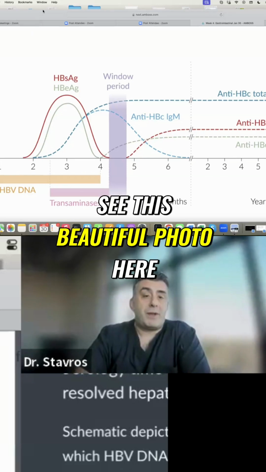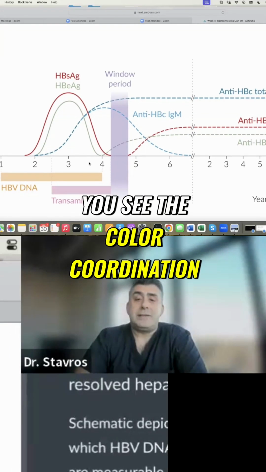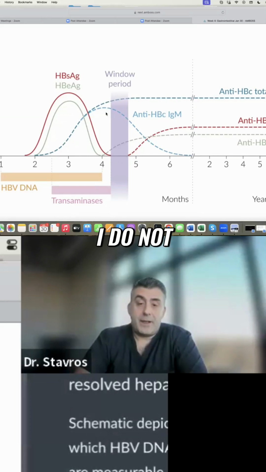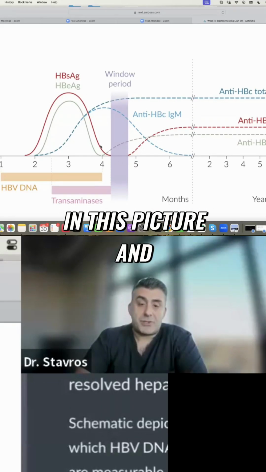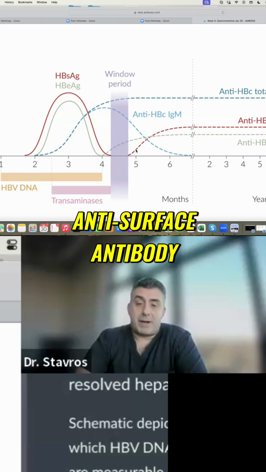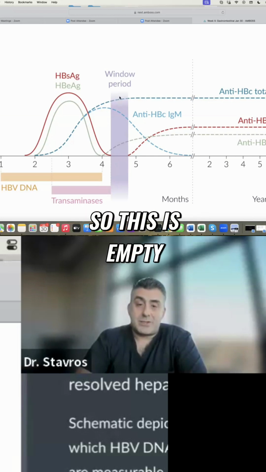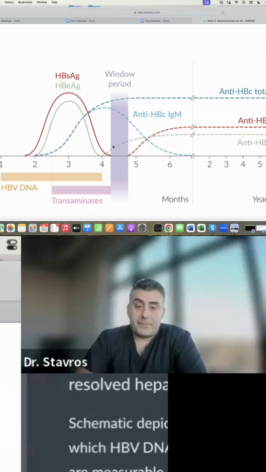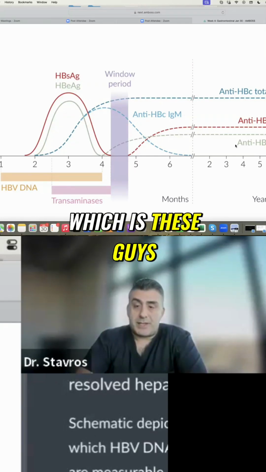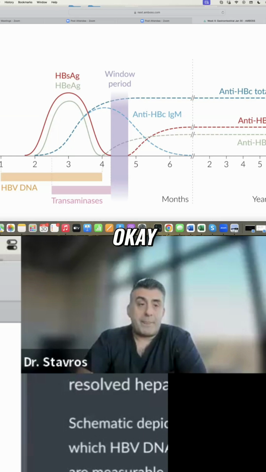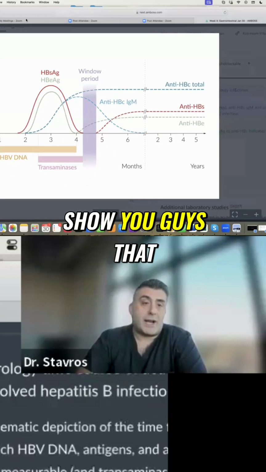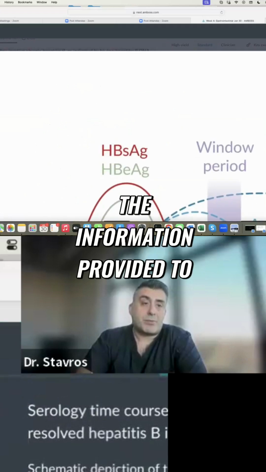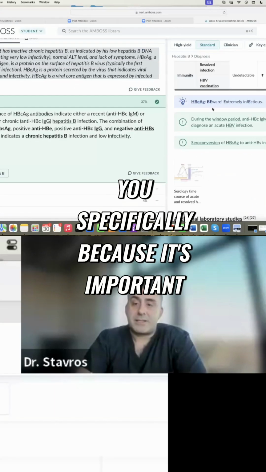See this beautiful photo here? You see the color coordination? Do you see red anywhere in the window period? I do not. Red is surface antigen in this picture and anti-surface antibody. So this is empty. This is only in the window period. You only see E, which is this. You see blue and blue, which is these guys. You don't see the red at all. Okay. So that's why I do this purposely, to show you guys that if you have any issues, you can easily get the information provided to you, specifically because it's important.